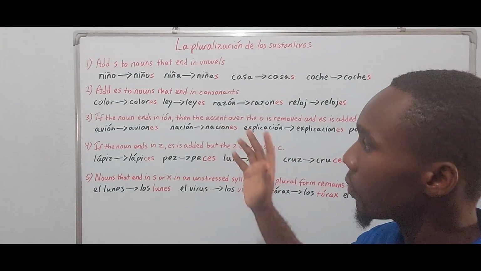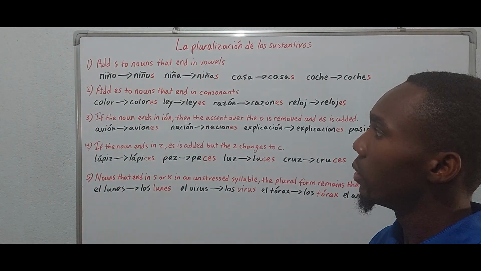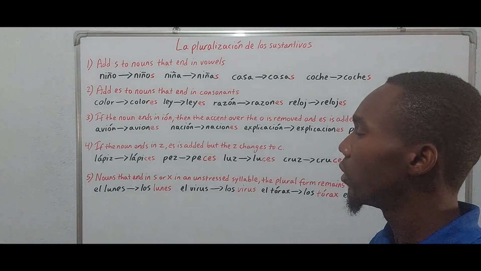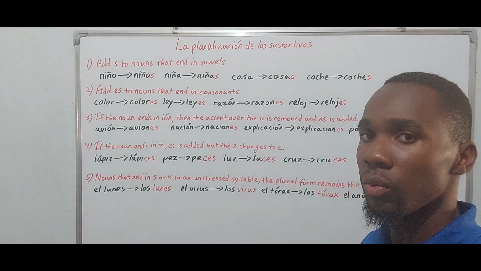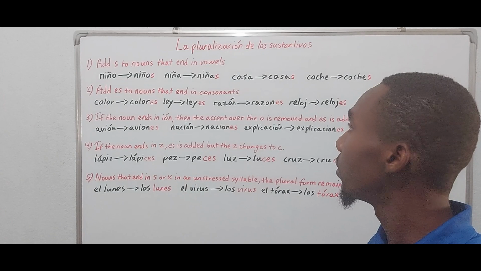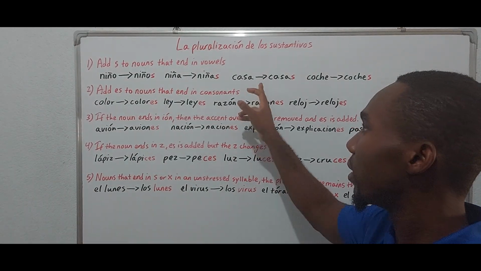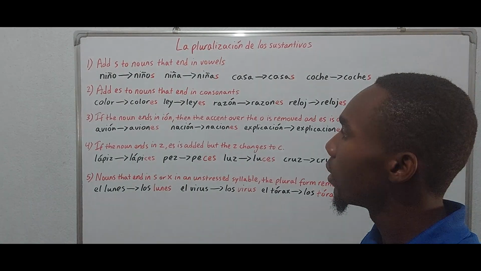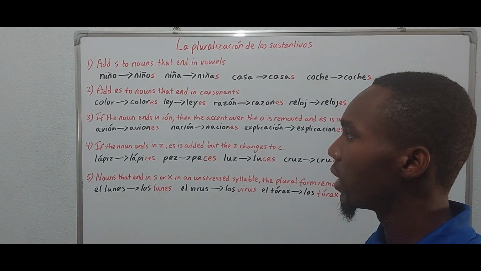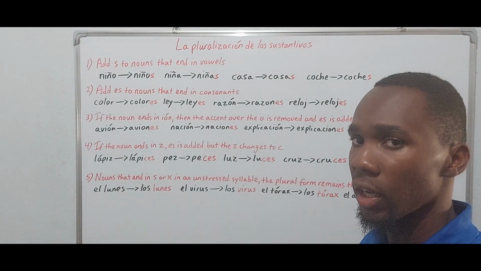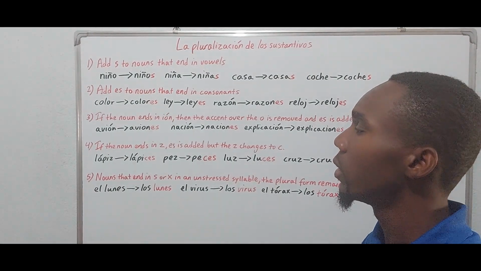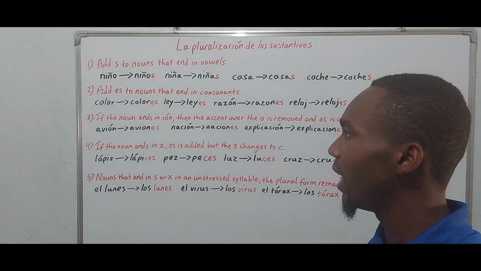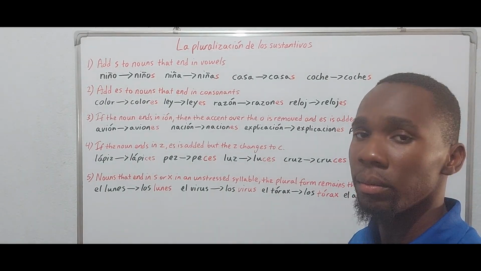All right. Number 2: we add es to nouns that end in consonants. So if it ends in a consonant, we add es to make it plural. Casa is house, coche is car. Color becomes colores. You see it ends in R. Ley becomes leyes. Ley means law.